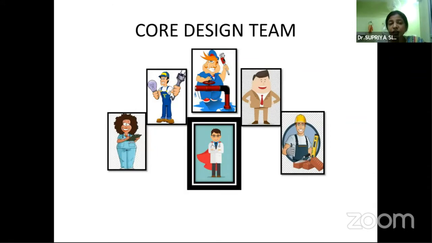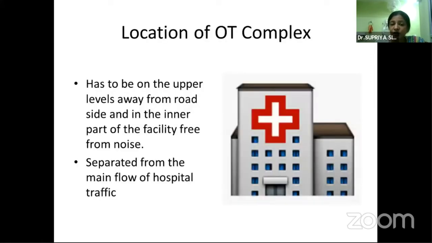Designing an OT complex is not merely a simple civil engineering work, but it is a combo effort of all the departments. So make a core design team comprising of senior nurses, electricians, plumber, administrators, builders, and of course the surgeon. Try to visit as many theatres as possible to understand what works and what does not work and to gain from their experience. OR has to be located on the upper levels and in the inner part of the facility to prevent dust exposure.